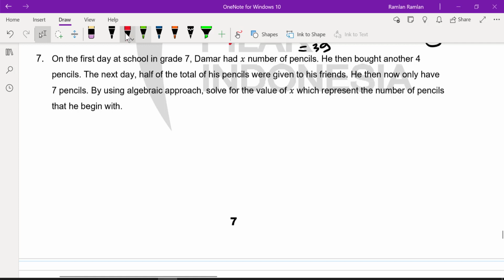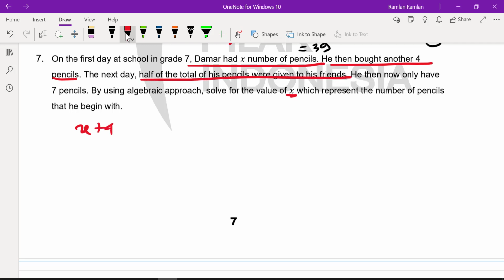Okay, so we're going to use X for this one. On the first day in grade 7, he has X. So this is the first thing, right? And then he bought another 4, so it means that it's added by 4. The next day, half of the total of his pencils were given to his friend. So half of this, which is divided by 2, is given to his friend. So he now has only 7 pencils.